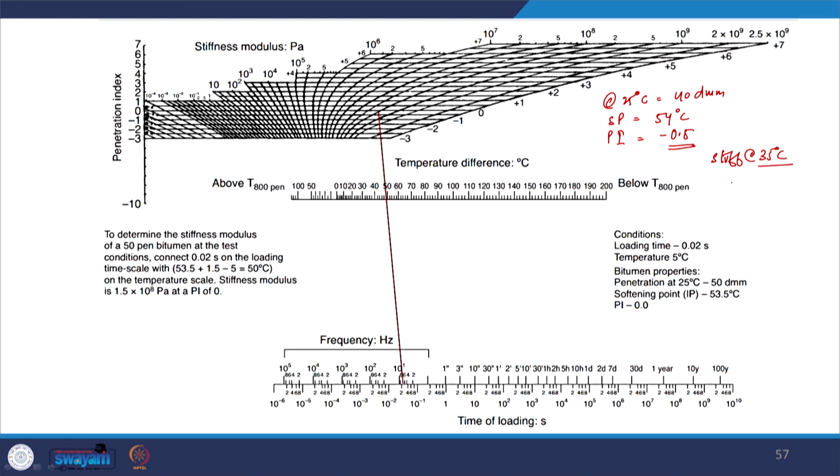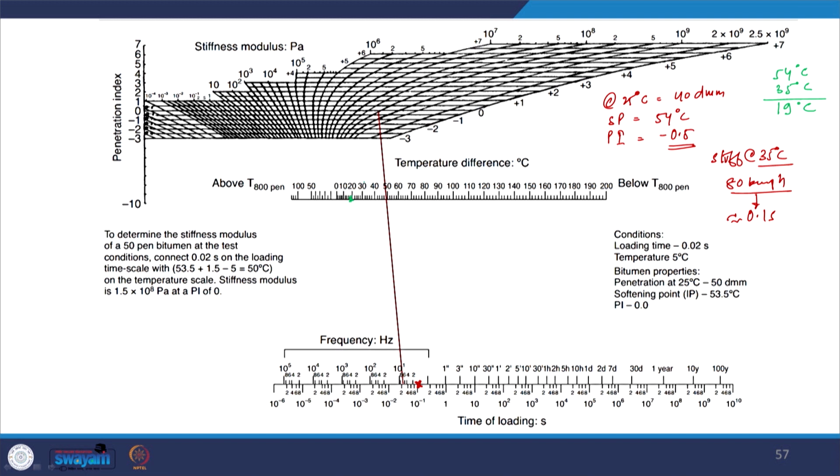Looking at a pavement where the vehicle is moving at a speed of 80 kmph, we are looking at a loading time of approximately 0.1 second. We will first mark the 0.1 second here. Then we have to see the temperature difference. The softening point is 54 degrees Celsius, and 35 degrees Celsius we are interested in, so this is 19 degrees Celsius. Let us mark this 19 degrees Celsius here.